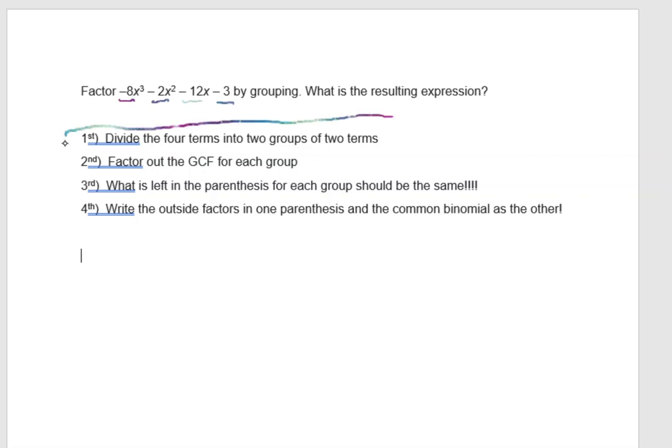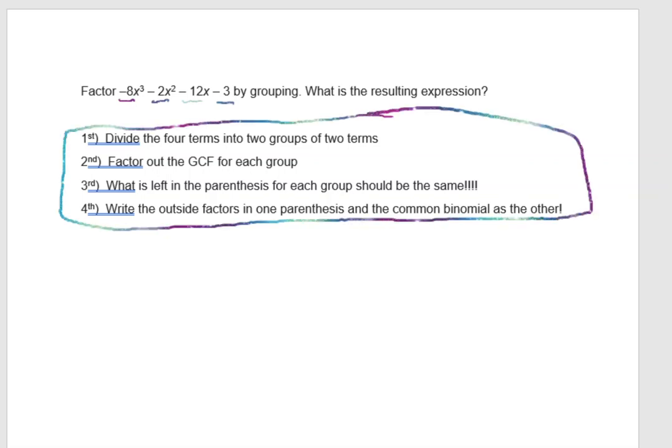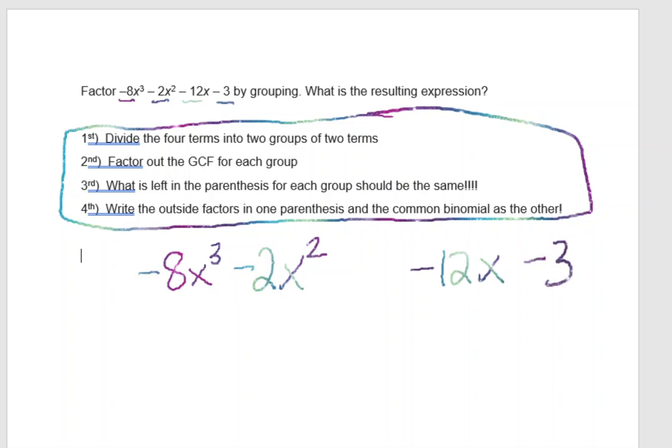These are the steps we want to follow when we're doing factoring by grouping. First, we want to divide the four terms into two groups of two terms. So I'm going to just group it the way I see it, where I take the first two terms as my first group, and the second two terms are my second group. And this is always best as long as the polynomial is in standard form, meaning it's the highest exponent down to the lowest exponent. The second step is to factor out the greatest common factor.